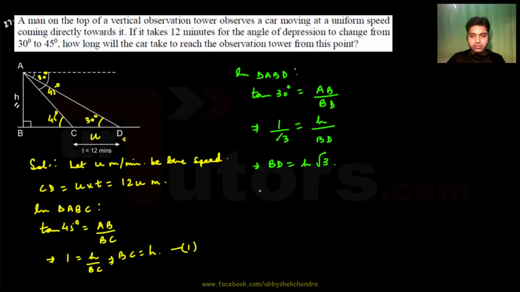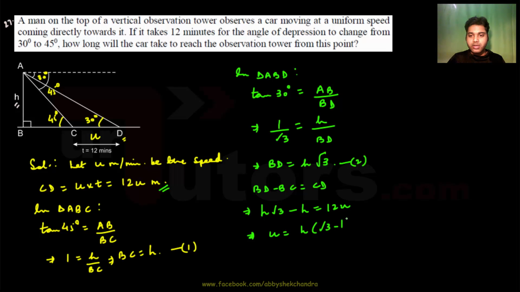Now BD minus BC is CD. Substitute the values from 1, 2 and then this value of CD. So H root 3 minus H equals CD, which is 12U, or U will be equal to H into root 3 minus 1, by 12. Fine.